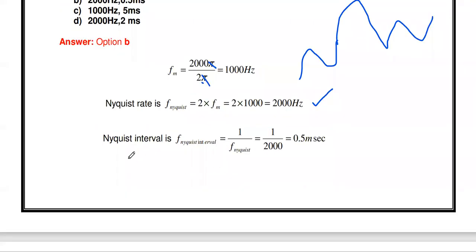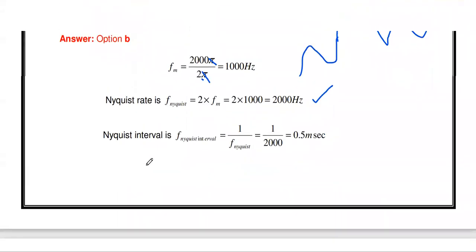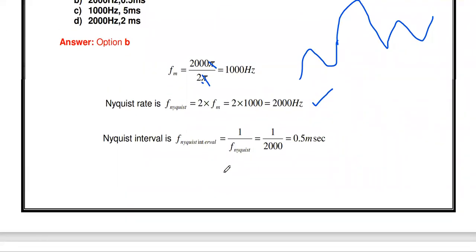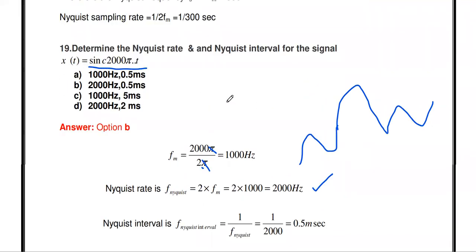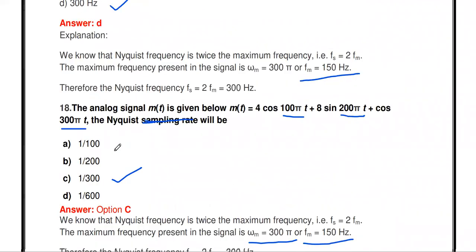Okay, and the Nyquist interval is equal to 1 divided by the Nyquist rate. So it is 1 by 2000, which is 0.5 milliseconds. So 2000 hertz and 0.5 millisecond, B is the answer. Okay, B is the answer. So in this, that is the Nyquist interval.